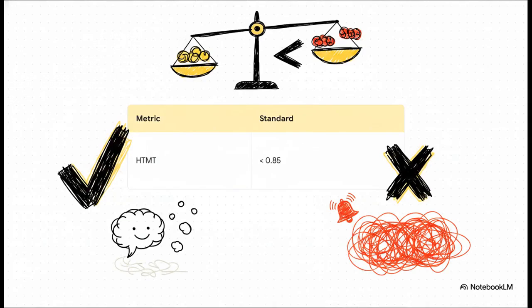And that strict gatekeeper is the modern HTMT index. This is ruthless. It mathematically compares the correlations of indicators across different constructs to the correlations within the same construct. If your HTMT score creeps up to 0.90 or higher, the software is essentially yelling at you, saying, hey, your respondents think these 2 different ideas are actually the exact same thing. But if your score is under 0.85, you've successfully proven your variables are beautifully, definitively distinct.